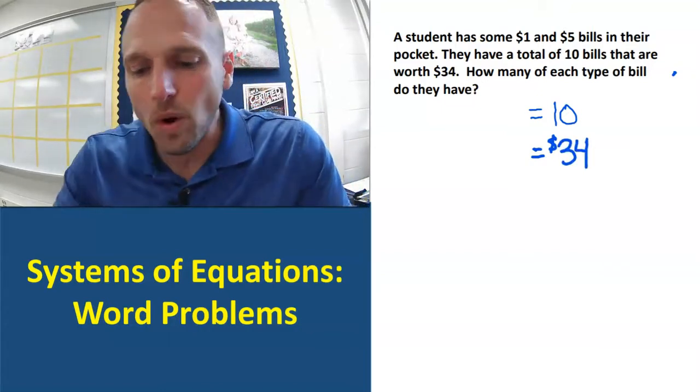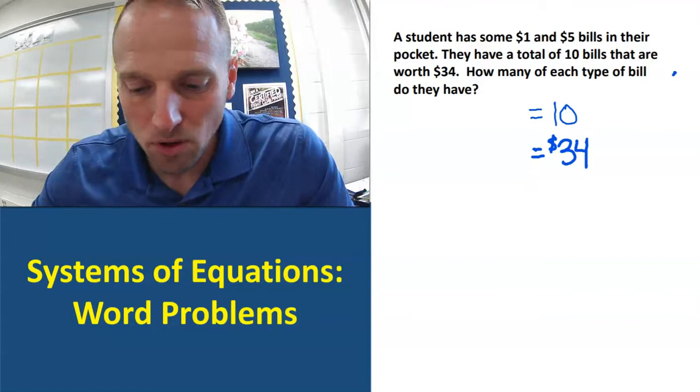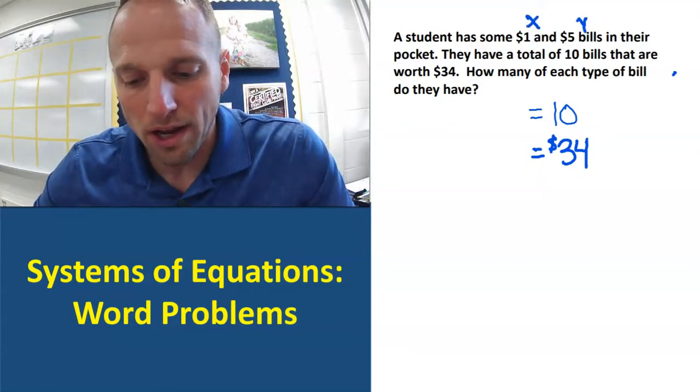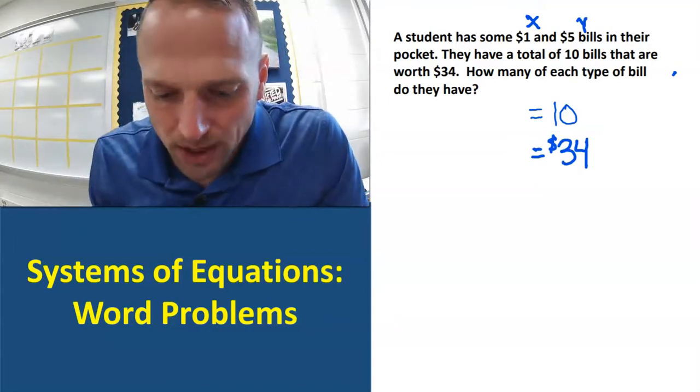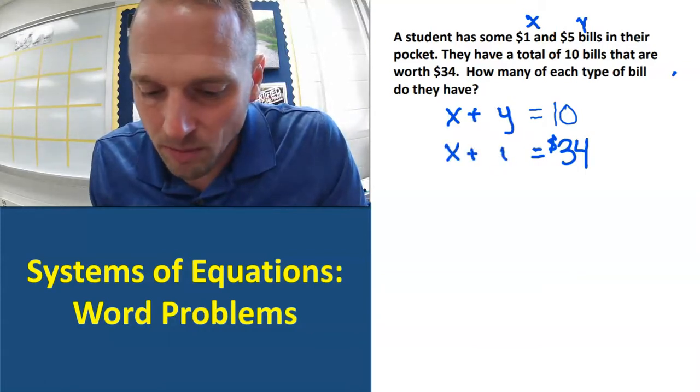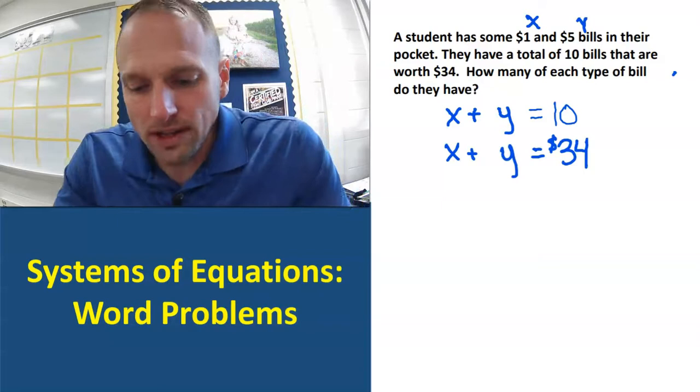Okay, so they have $1 bills and $5 bills. Maybe I'll call the $1 bills X and $5 bills Y. Okay, so let's put an X and a Y in both of these equations, and I'm pretty sure that I'm going to have to add them some way. So that's looking pretty good.